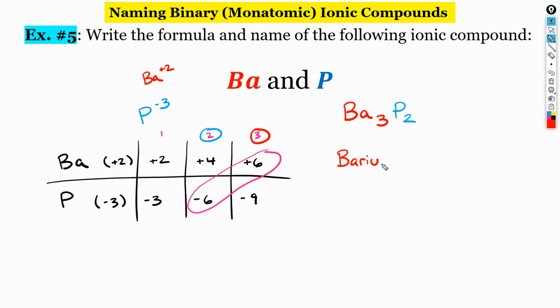Sorry, not formula. I meant name. Barium, and then we have phosphorus. Okay, our name for phosphorus, we're going to actually take off the whole O-R-O-U-S. So this will be barium phosphide.